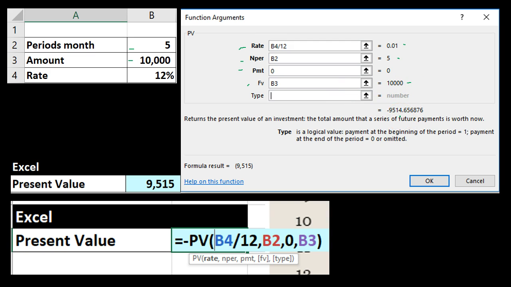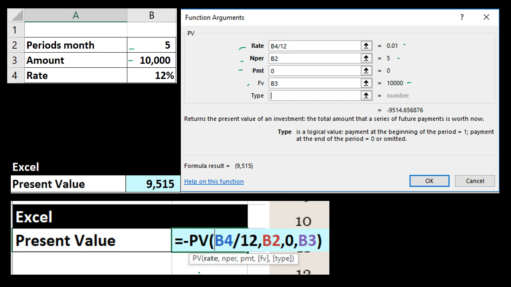It's being shown as a negative. It's not even as well. That's okay. It's in a negative. Excel will then round it to whatever we decide to round it to. In this case, a whole number, 9,515.